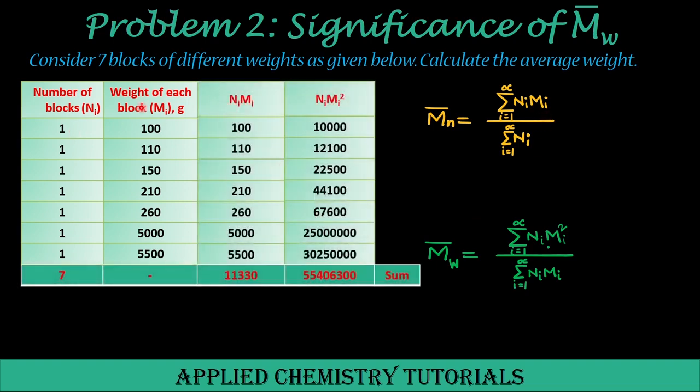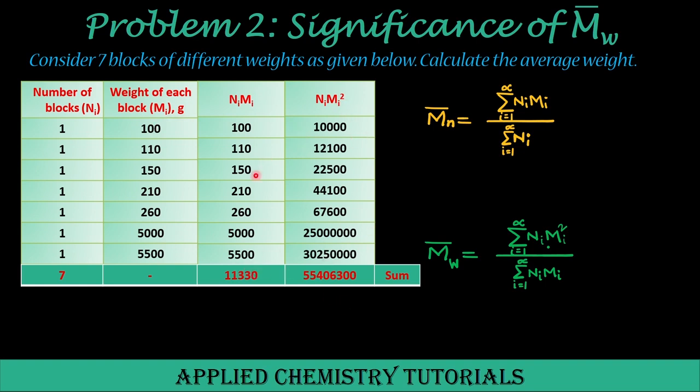So let's calculate NiMi by multiplying Ni with Mi. So 1 multiplied by 100, 100, 1 multiplied by 110, 110 and so on. And NiMi square by multiplying NiMi with Mi. So 100 multiplied by 100, that means 10,000 and so on.